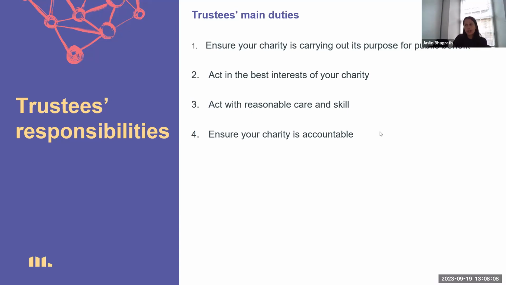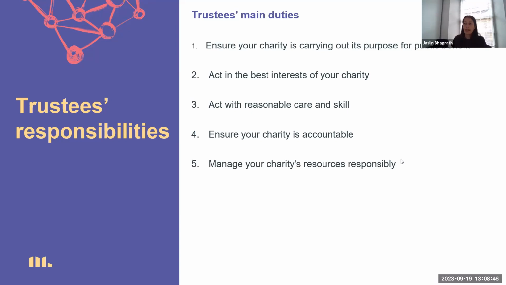Another duty: ensure that your charity is held accountable. So it is up to you as trustees to ensure that you comply with the correct statutory accounting and reporting requirements. Now, as a board, you may well delegate the responsibility of preparing the accounts and reporting to either an internal finance director, treasurer, or an external accountant. But you must make sure that you understand what the requirements are and that you hold others accountable.